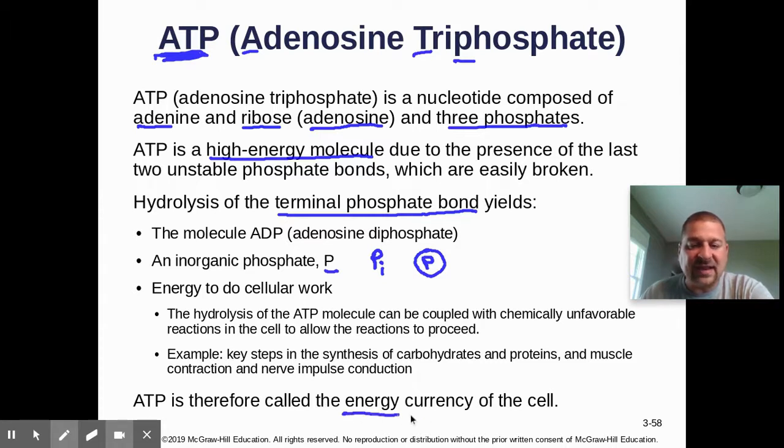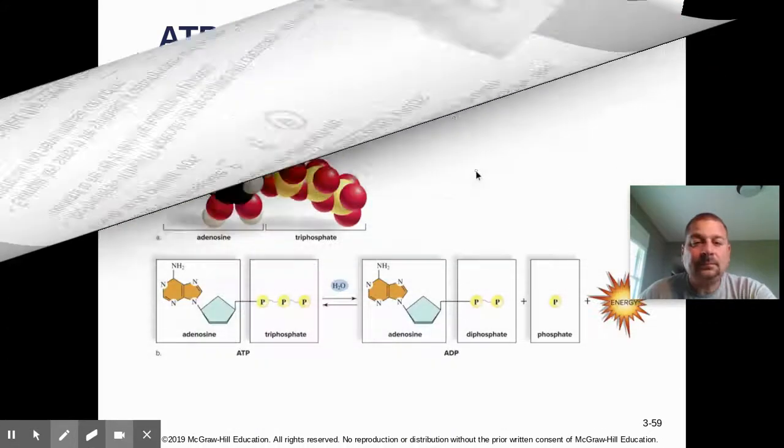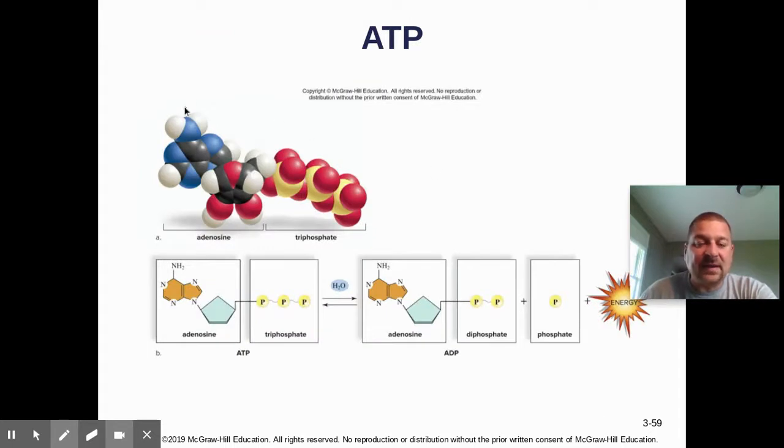Therefore, we call it the energy currency. Just like we use currency, paper money, coins, and we trade back and forth to buy goods, ATP gets the energy and then gives it off, gets the energy, gives it off to keep our cells running. This is just, again, the space filling model of ATP right here.